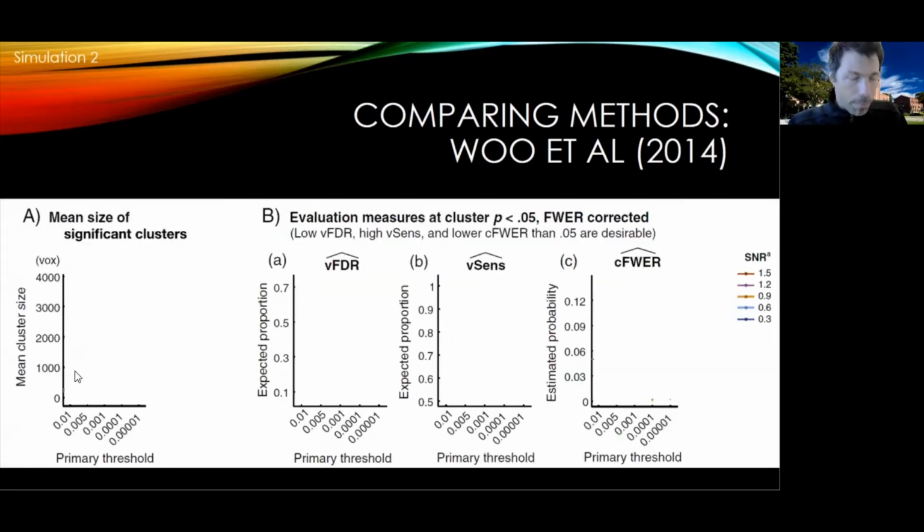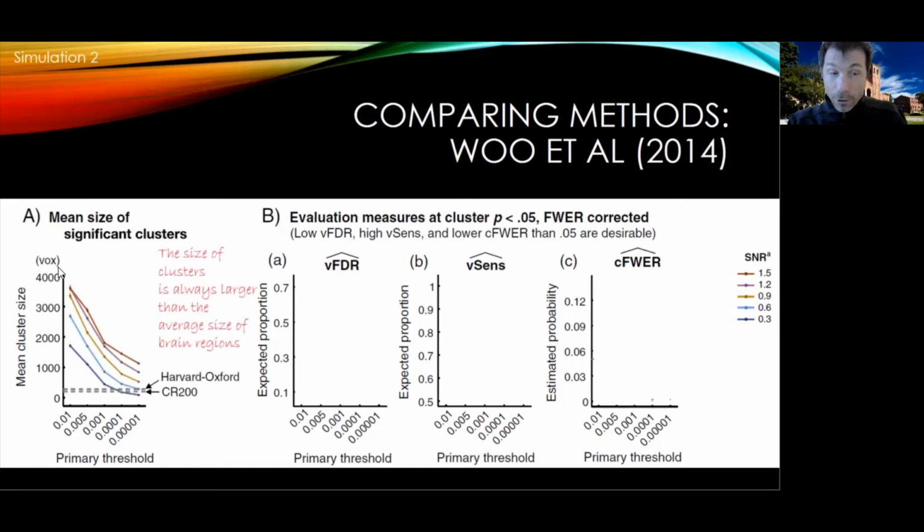So first, here are different thresholds. If you look at how big a cluster you get for each threshold, kind of as we saw with the simulations, the colors are different SNRs. You can see it on the right side. For whatever SNR, and in most thresholds, you tend to get fairly large clusters. I mean, 4,000 voxels, that's huge. If each voxel is 3 by 3 by 3, 4,000 voxels is a huge volume.